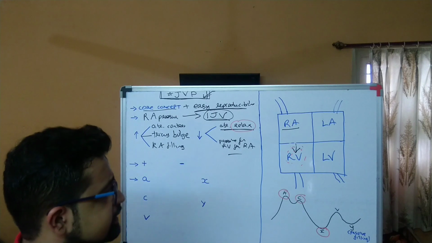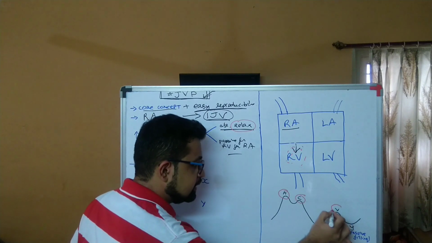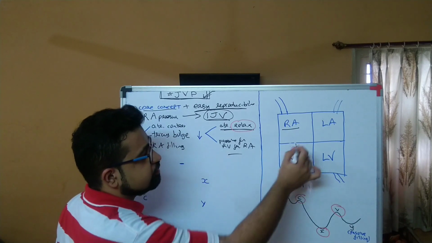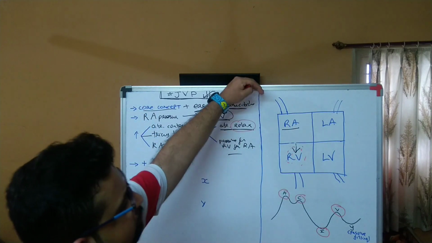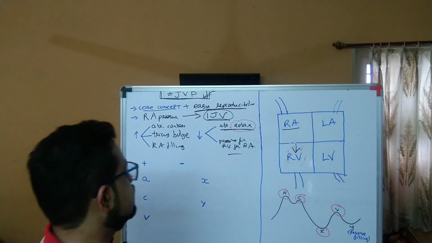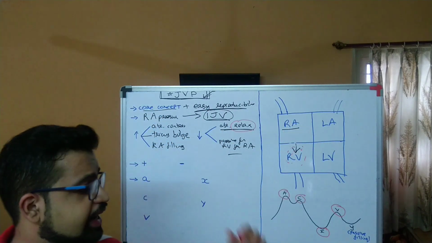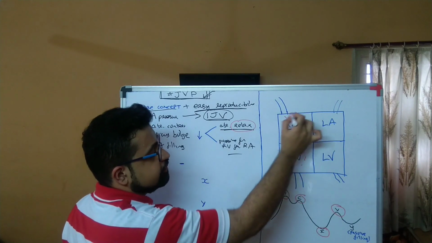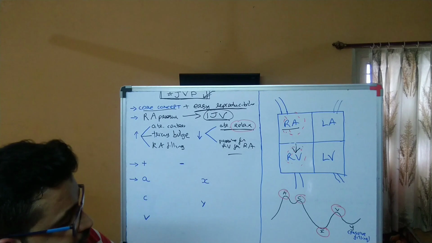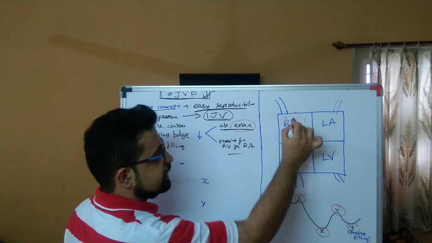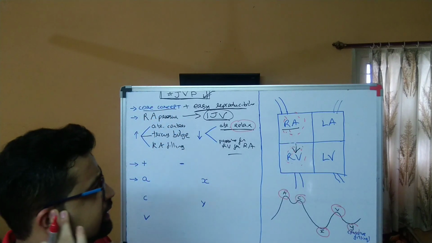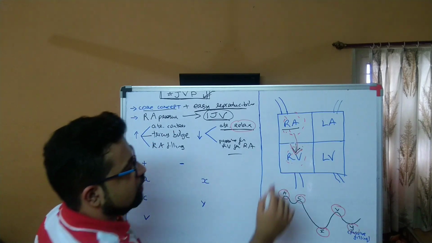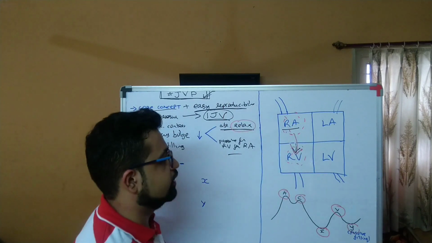Now, what happens next? Why do we get the V wave? We get the V wave because after the atrium relaxes, the blood flows inside, so there is right atrial filling. And why do we get the next wave, the Y descent, after right atrial filling? There is passive filling of the right ventricle from the right atrium.